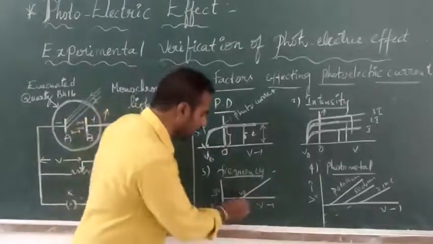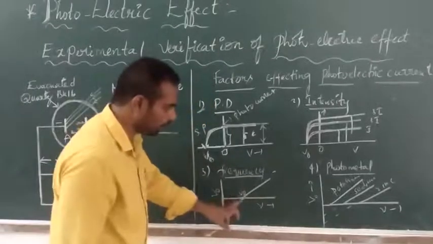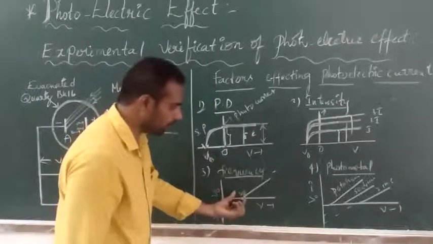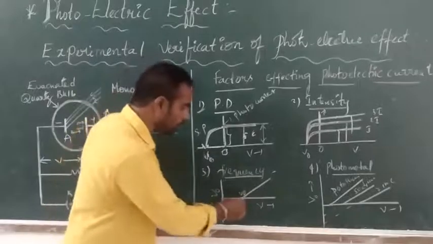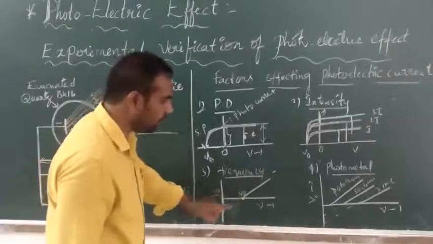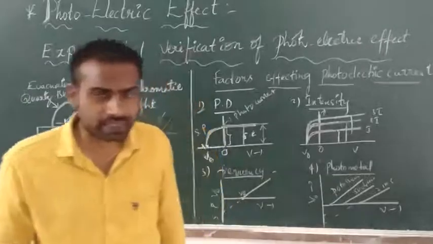At the point nu naught, there is some frequency value where the stopping potential is 0. This frequency nu naught is called the threshold frequency, nothing but the minimum frequency.